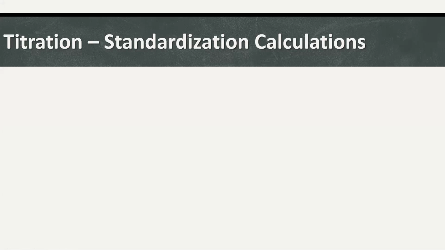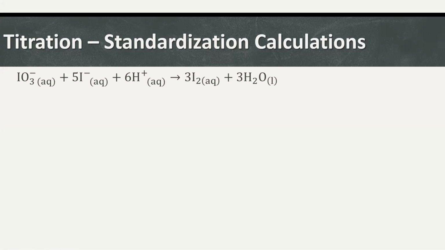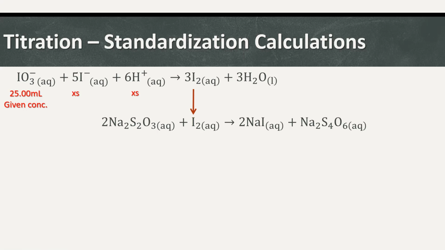After all of the data has been collected from approximately 6 titrations, we can analyze the data. In part 1, we pipetted 25 milliliters of potassium iodate, and the potassium iodate is of a known concentration that is given. We add excess iodide and excess acid to produce iodine, 3 moles of iodine. The iodine is then titrated with 2 moles of sodium thiosulfate.